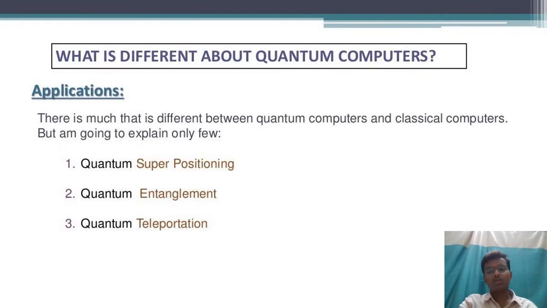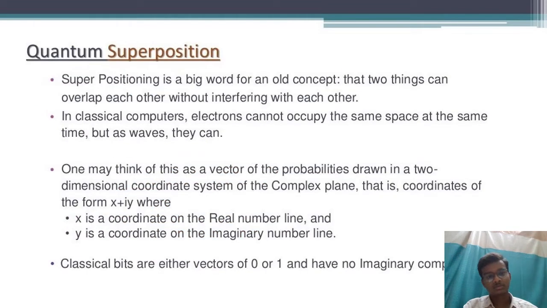What is different about quantum computers? There is much that is different between quantum computers and classical computers, but I'm going to explain briefly: quantum superposition, quantum entanglement, and quantum teleportation. Now let's discuss quantum superposition. Superposition is a big word for a simple concept. Two things can overlap each other without interfering with each other.